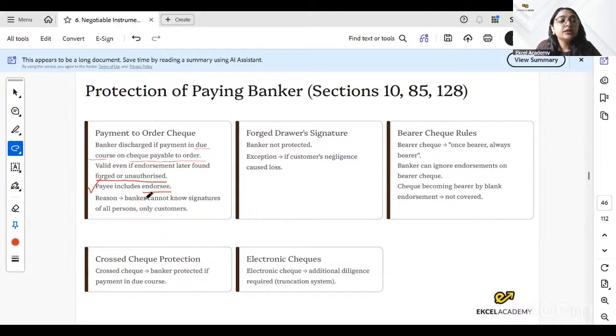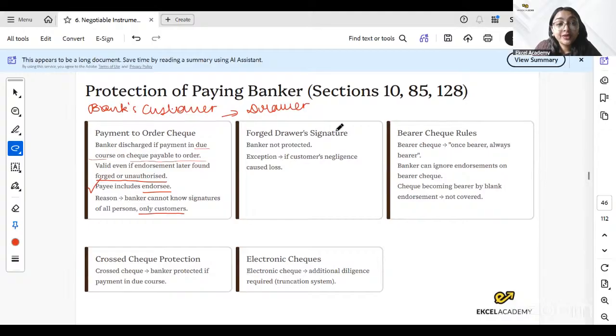And the reason is that a banker cannot know the signatures of all persons, only their customers. Let's say, for example, the endorser's signature was forged; the bank will not be liable. Why? Because the endorser is not the bank's customer. Who is the bank's customer? Only your drawer. So the banker will of course know their customer's signature, and it is the bank's responsibility to check that signature. But will the bank know the endorser's signature? Maybe not, because the endorser may not be a customer of the bank. So the bank will be protected in that case if the endorser's signature was forged.